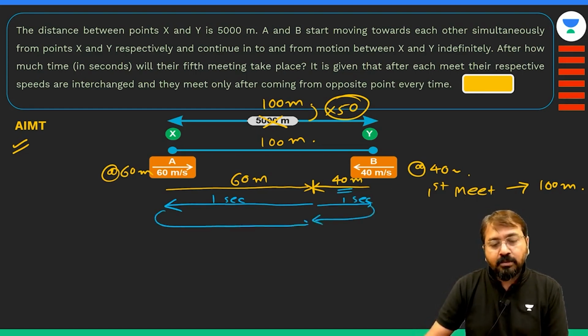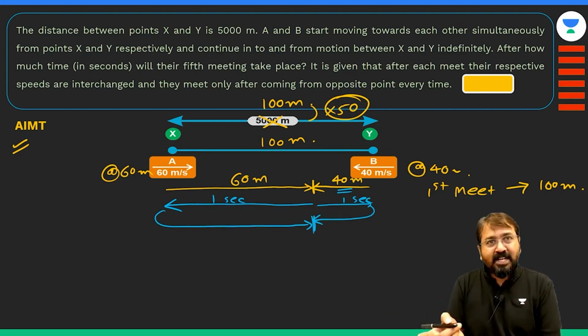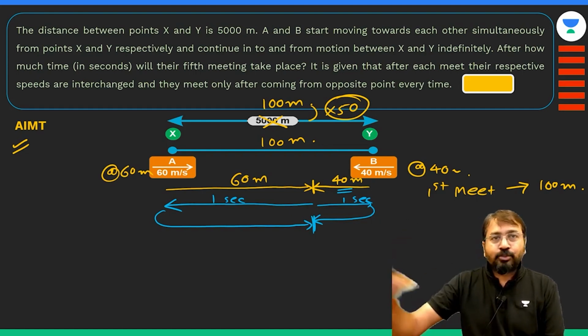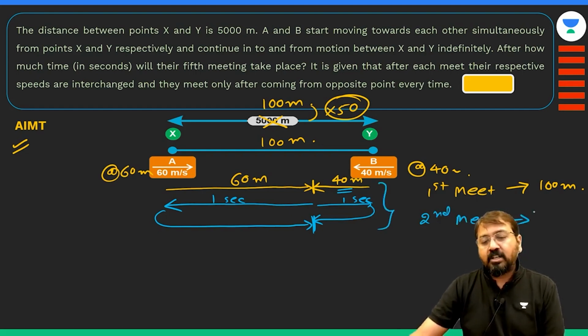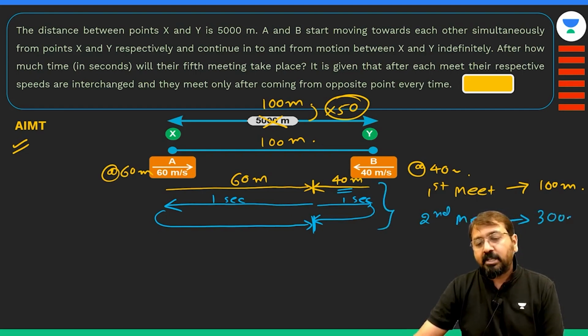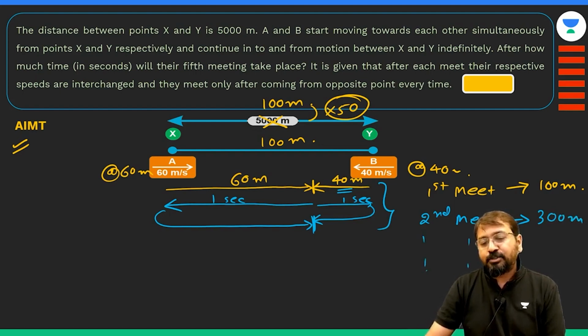B will come over here, right? So both of them will again meet at the same point where they had met earlier, because they are exchanging the speed. So the higher the distance, the higher the speed. That's why they are taking the same time. And this will be their second meet. So when they meet the second time, can I say they have covered a total of 3 laps distance, or 300 meter distance? Now you should have understood the pattern.